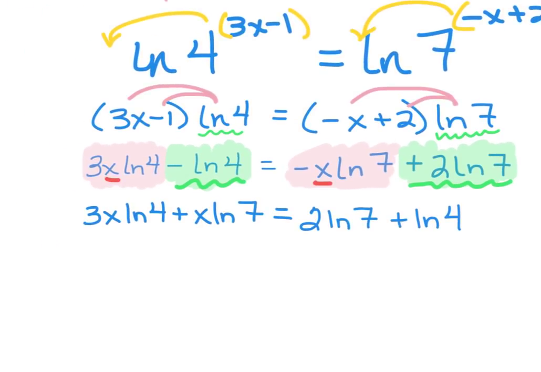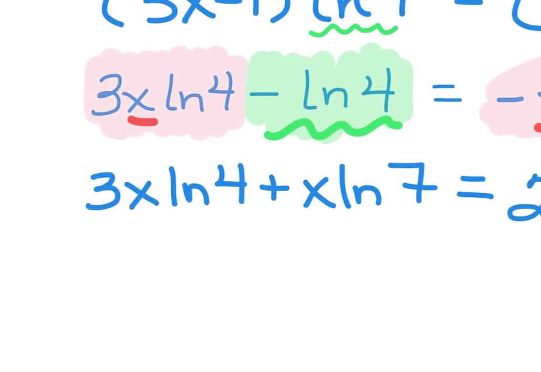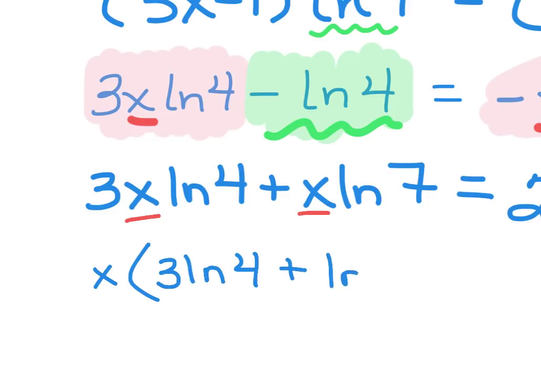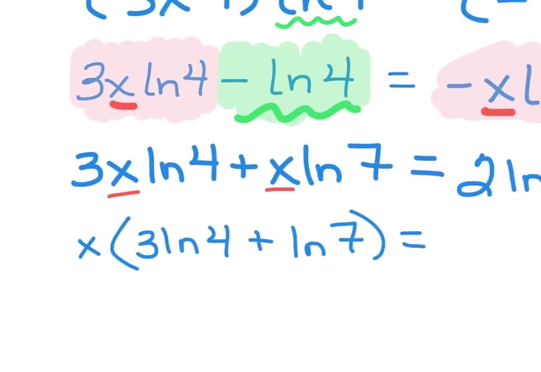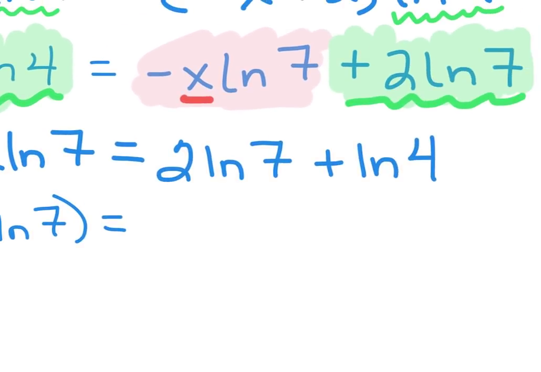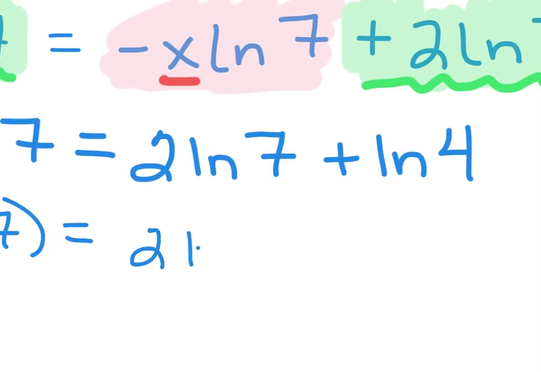Now, take a look at the left. On the left, you have both of your terms with the x's. That's why you brought them over there. And you want to factor out the x like a GCF. So I'm going to pull that x out of each of the terms. And in parentheses, then I'm going to write the terms without the x. So 3 ln of 4 plus just ln of 7. And don't change anything then on the right. I'm just going to leave the right as 2 ln of 7 plus ln of 4.